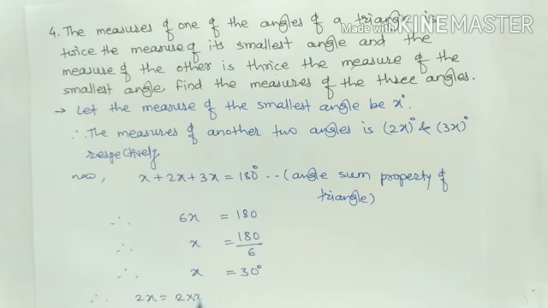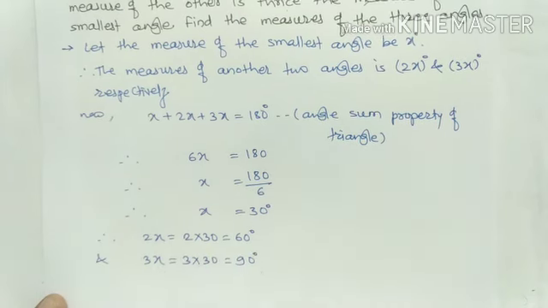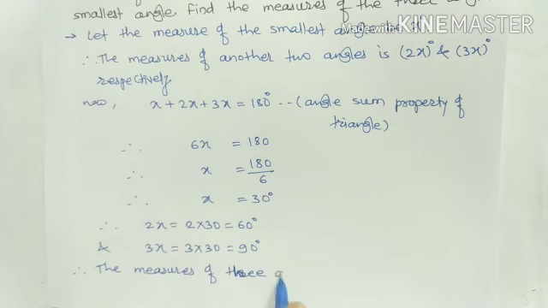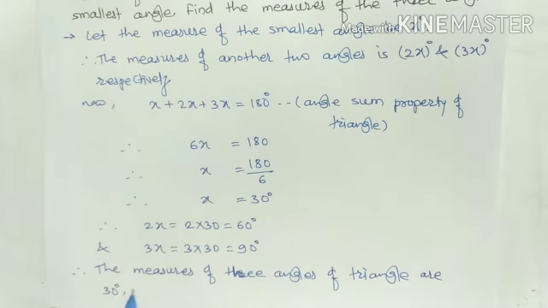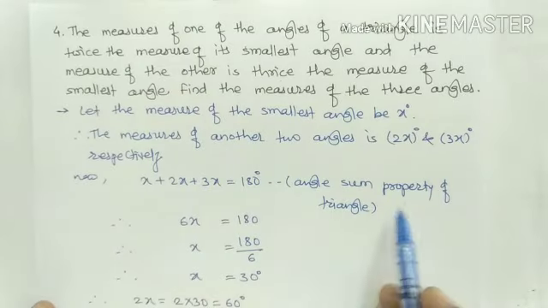and therefore 2x equals 2 into 30 equals 60 degrees, and 3x equals 3 into 30 equals 90 degrees, and therefore the measures of the three angles of the triangle are 30 degrees, 60 degrees and 90 degrees. Here we find the measures of all these angles by using this angle sum property of the triangle.